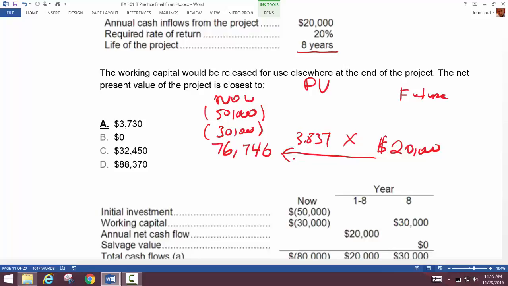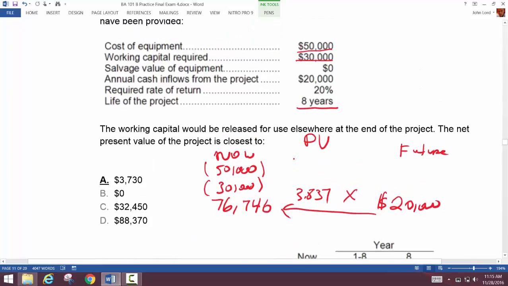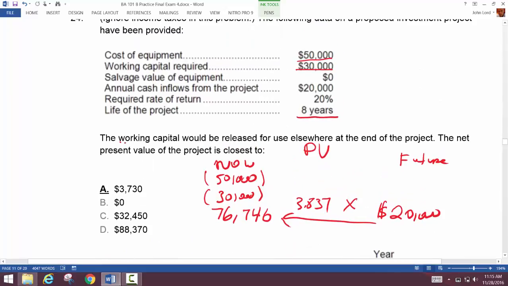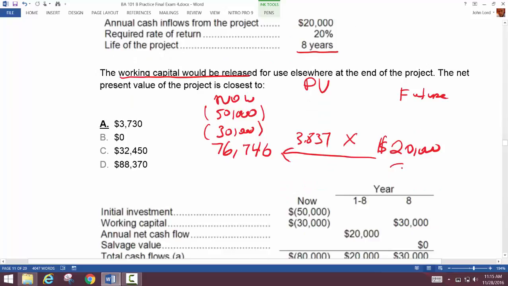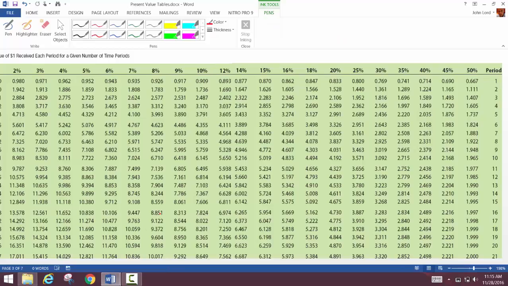The working capital does what? It gets released at the end of this, doesn't it? So even though it goes out now, it comes back in the future, right? Back to the future. Okay. It comes back in the future, and so I need to multiply that times what? 3.837 is an annuity. This is a one-time release back, right? Okay, so I need to do what?